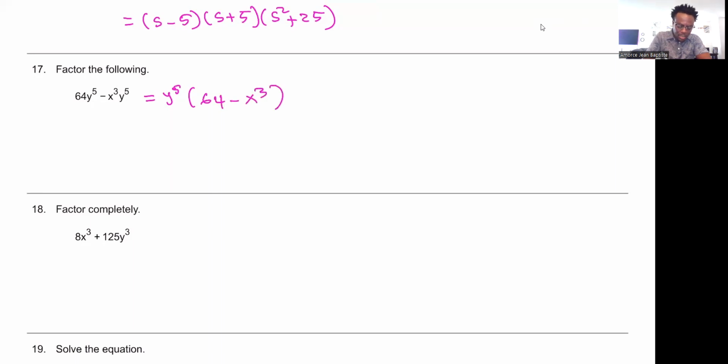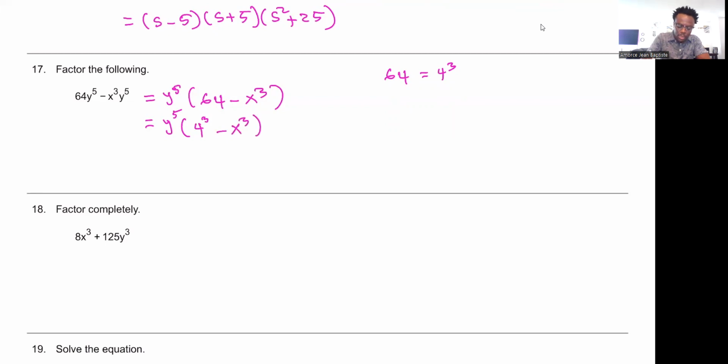Now I have 64. When you take the cube root of 64, or what do you cube to get 64, all of you would know that is 4. So I know that 64 is 4 cubed. So my expression is y to the 5th power times 4 cubed minus x cubed.